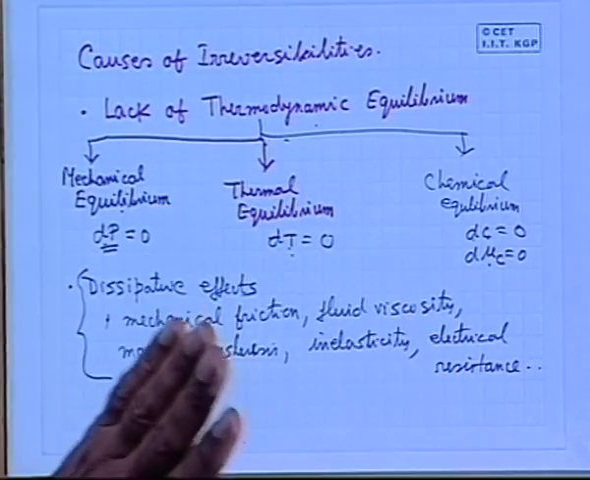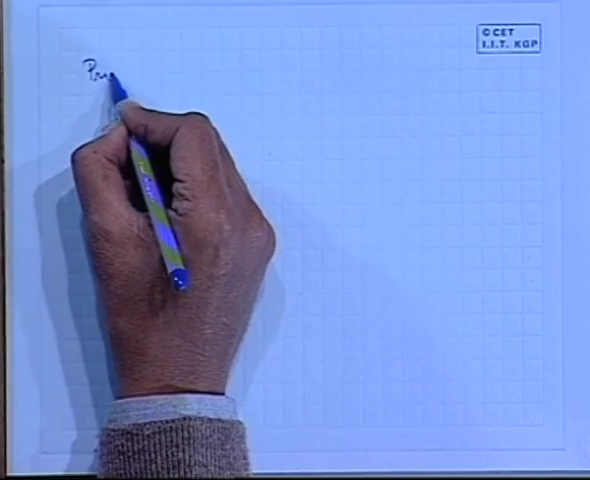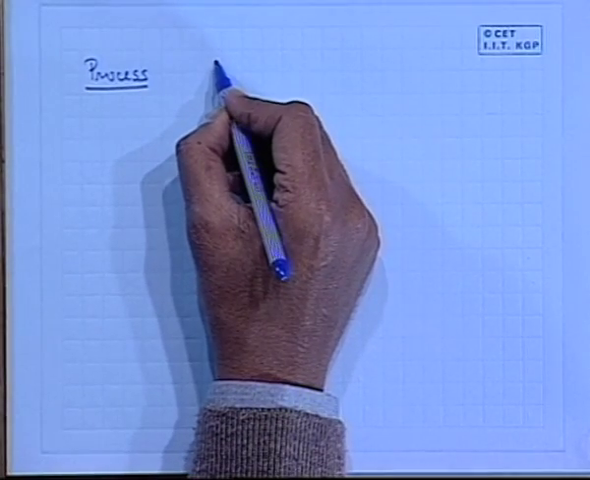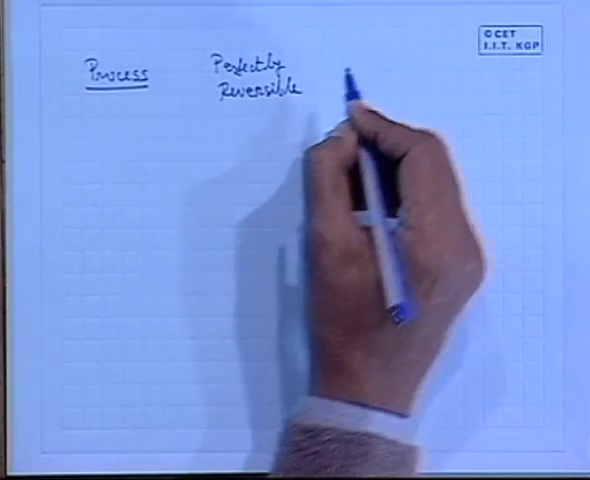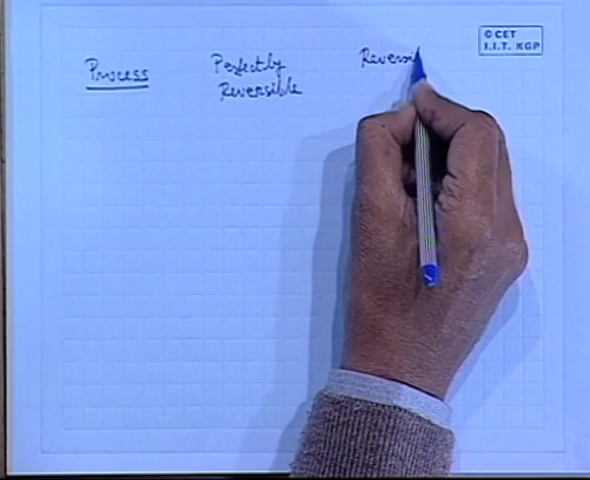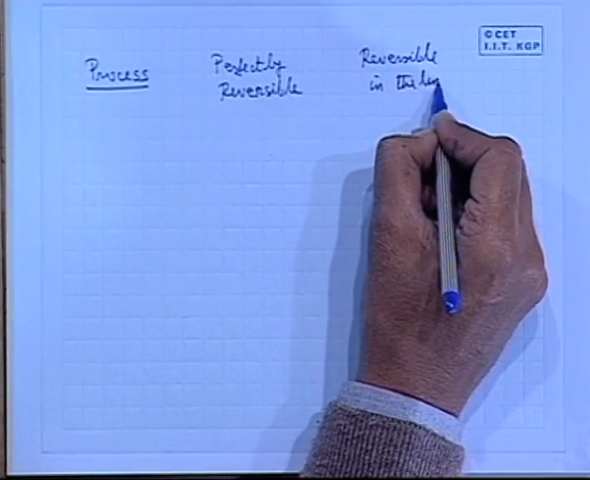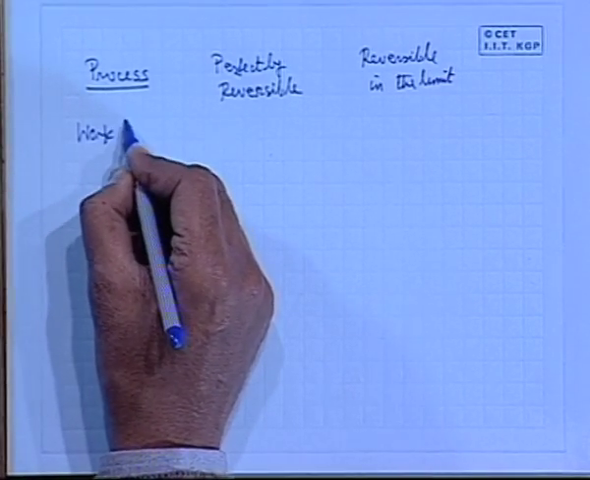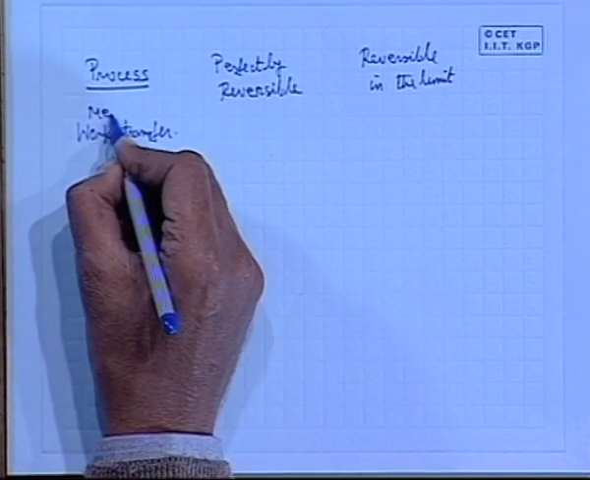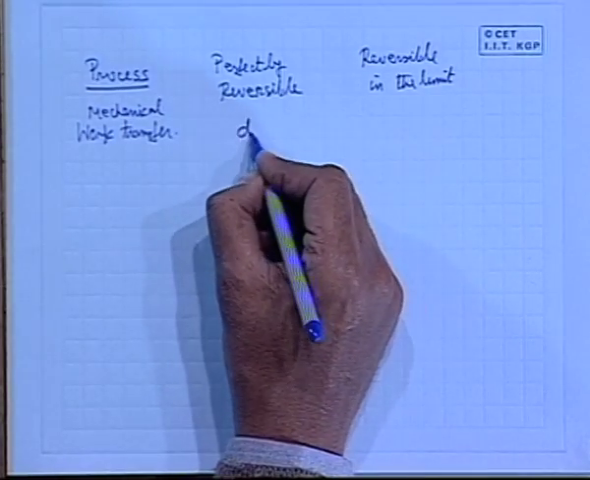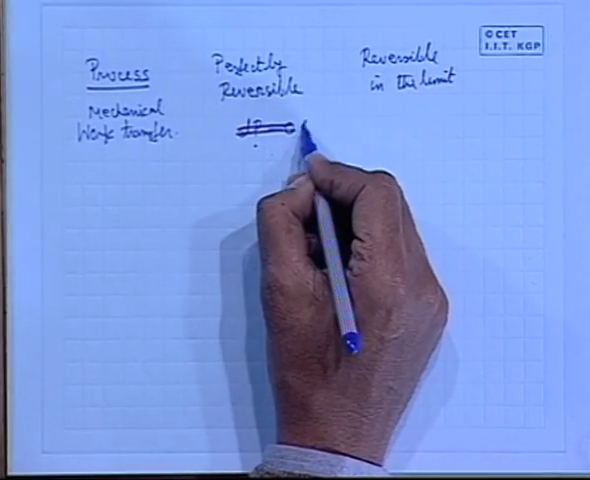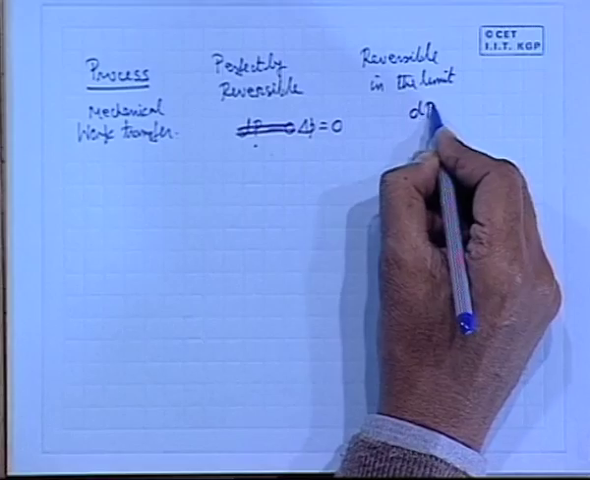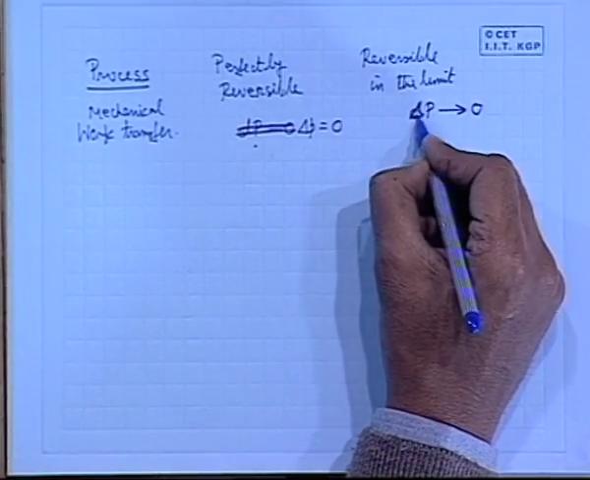So, we can only think of a limiting reversible process, a reversible process in the limit. You can think this way, a process that is perfectly reversible, or ideally reversible, versus reversible in the limit. If it is a mechanical work transfer process, for a perfectly reversible process, dP is 0, there is no pressure gradient. Sorry, I will not write like that, I will write delta P is 0. In a reversible limit, dP is very small, tending to 0, or delta P tending to 0.